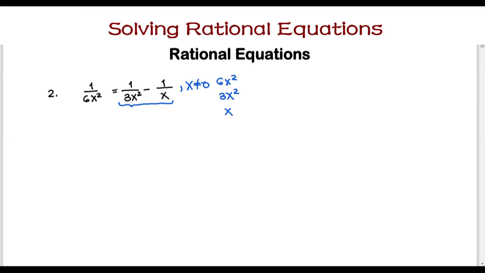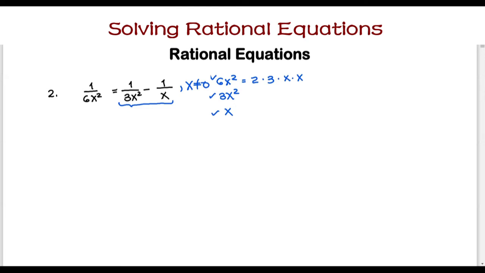Nakita nyo dito, nilist down ko lahat ng denominators. We have 6x squared, 3x squared, at saka x. Ngayon, i-factor natin sila. Prime factorization. Yung 6, 3 times 2 or 2 times 3. Tapos yung x squared, x times x.